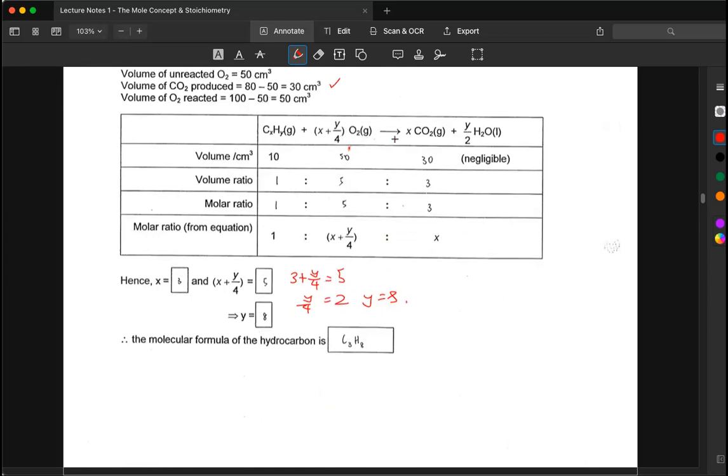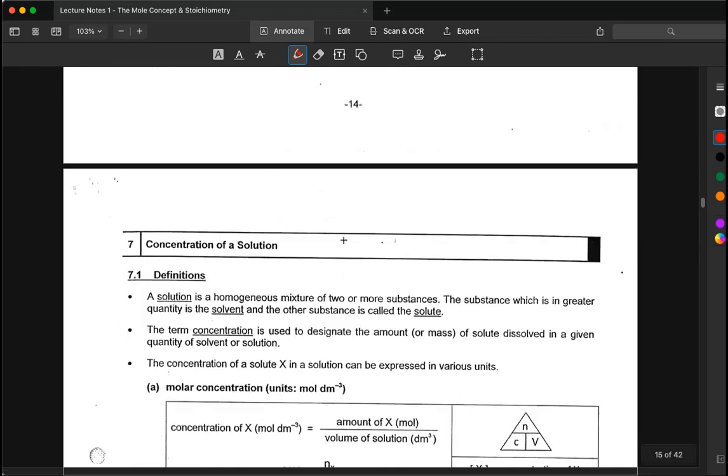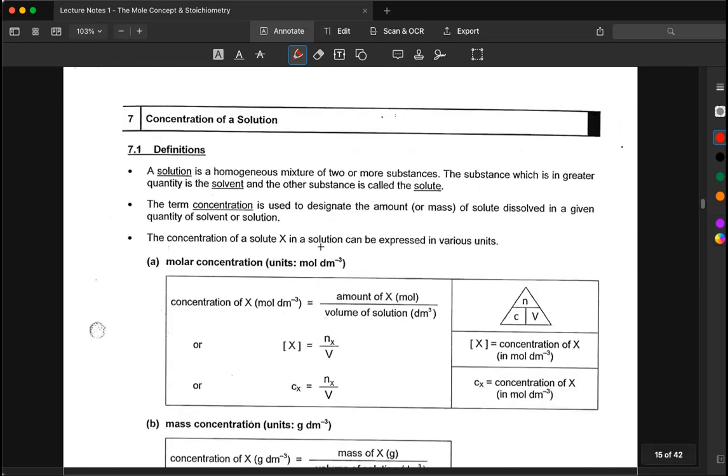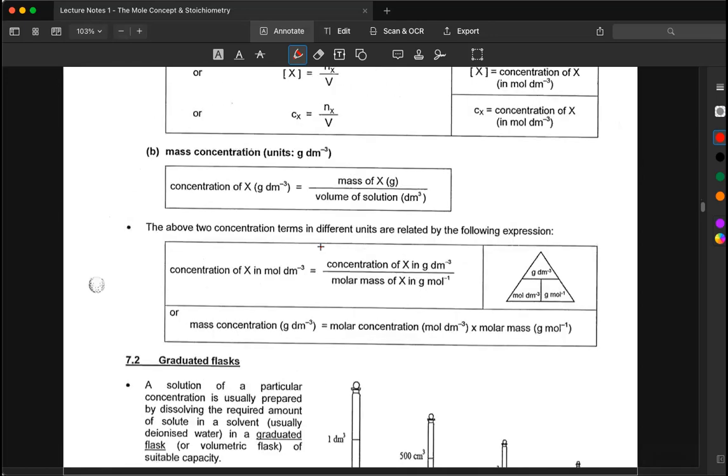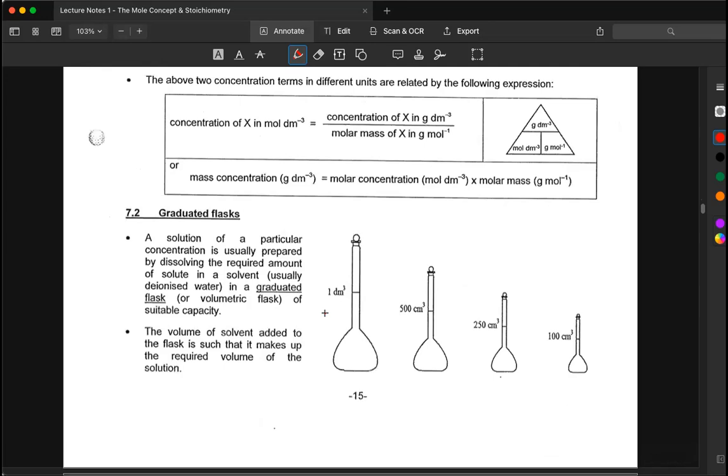You need to understand that this is the mole ratio. Okay, I will skip this about concentration. All the relevant equations. But this is something new. Volumetric flask. So you are going to start doing practical in chemistry at A level, where you need to prepare a standard solution. And then you will extract out 25.0 cm³ of the solution from the standard solution to do your titration. So that's something new that you will do at A level chemistry practical. So you need to be very familiar with this volumetric flask.